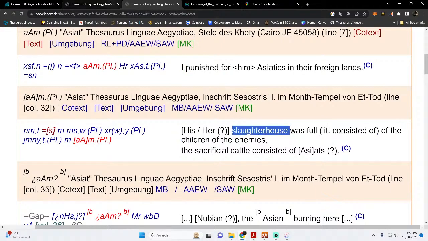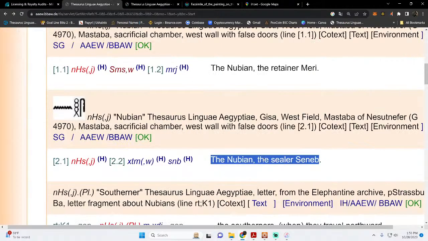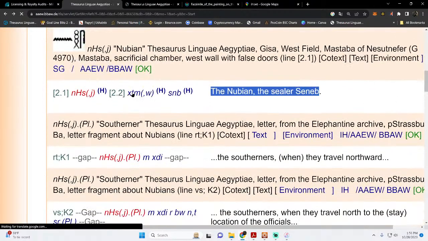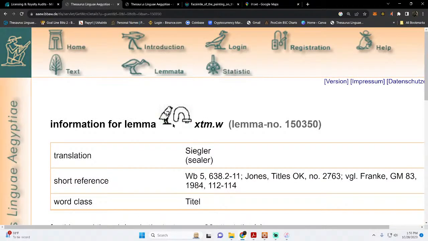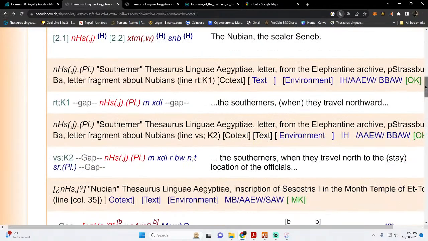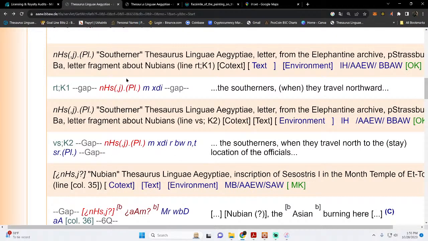We're just looking at the text. Nubians, the Siller, okay? This is the seal of the king. This is the royal seal. You see the seal? So dude was a boss. He carried the royal seal of the Nisut, that Nubian. Now they go back to Southerners, no.